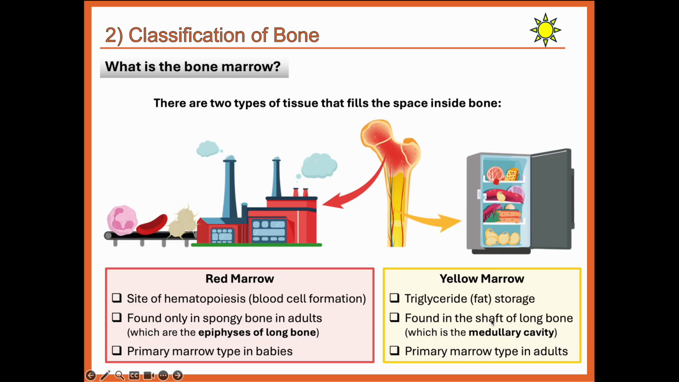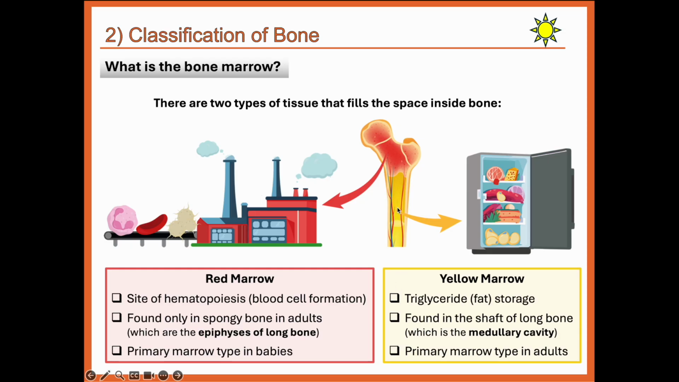So this is found in the shaft of long bones, in the medullary cavity, this middle part. Remember, medullary means middle and cavity means a space, right? So the medullary cavity is filled with fat. And this is the primary marrow type in adults, right? The middle part, all this big long middle part is full of fat.